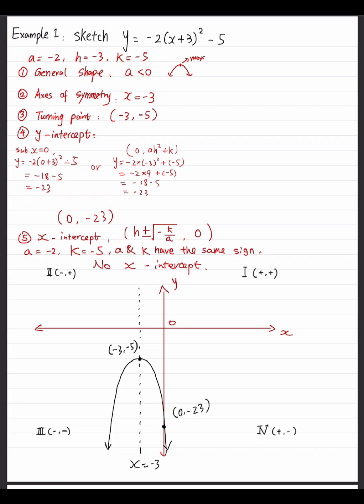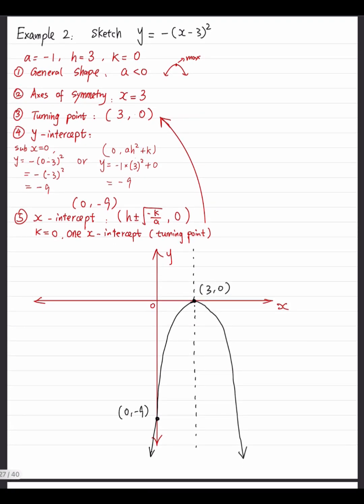If we collect all those features and label them on the plane, you will find this is the axis of symmetry, which is x equals negative 3. You have the y-intercept being well below the x-axis, which is (0, negative 23). The turning point is also located in quadrant 3, being (negative 3, negative 5). And the general graph of the parabola is a sad curve. So from looking at the graph, it is impossible to touch the x-axis, which means no x-intercept.